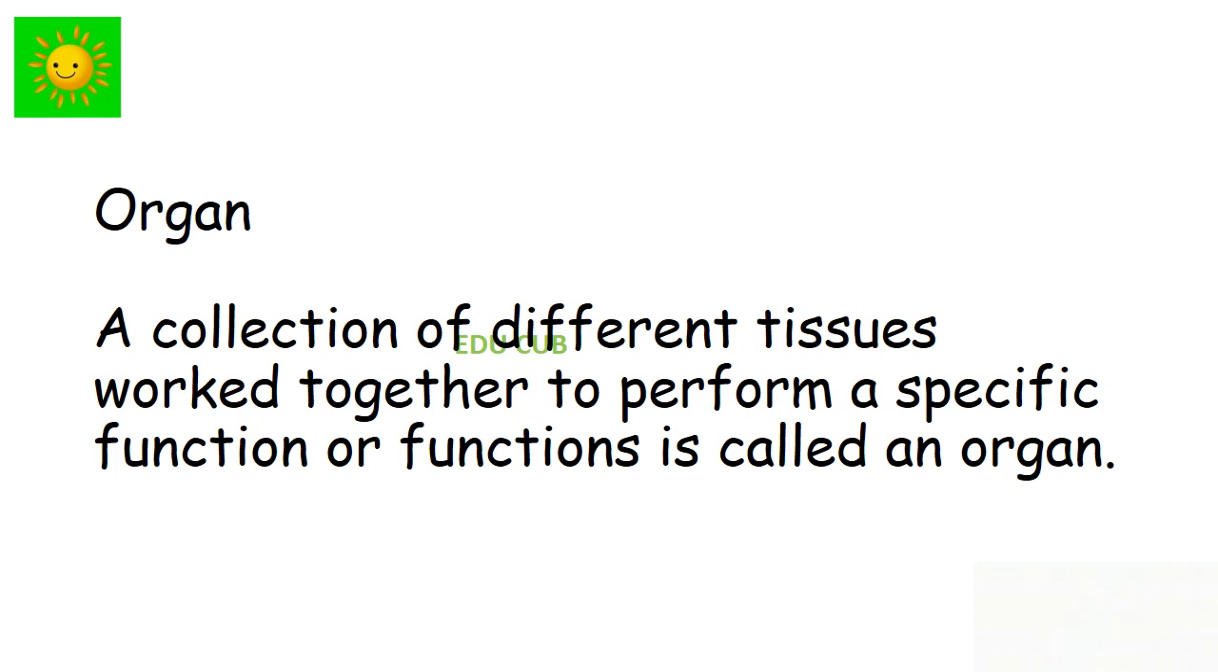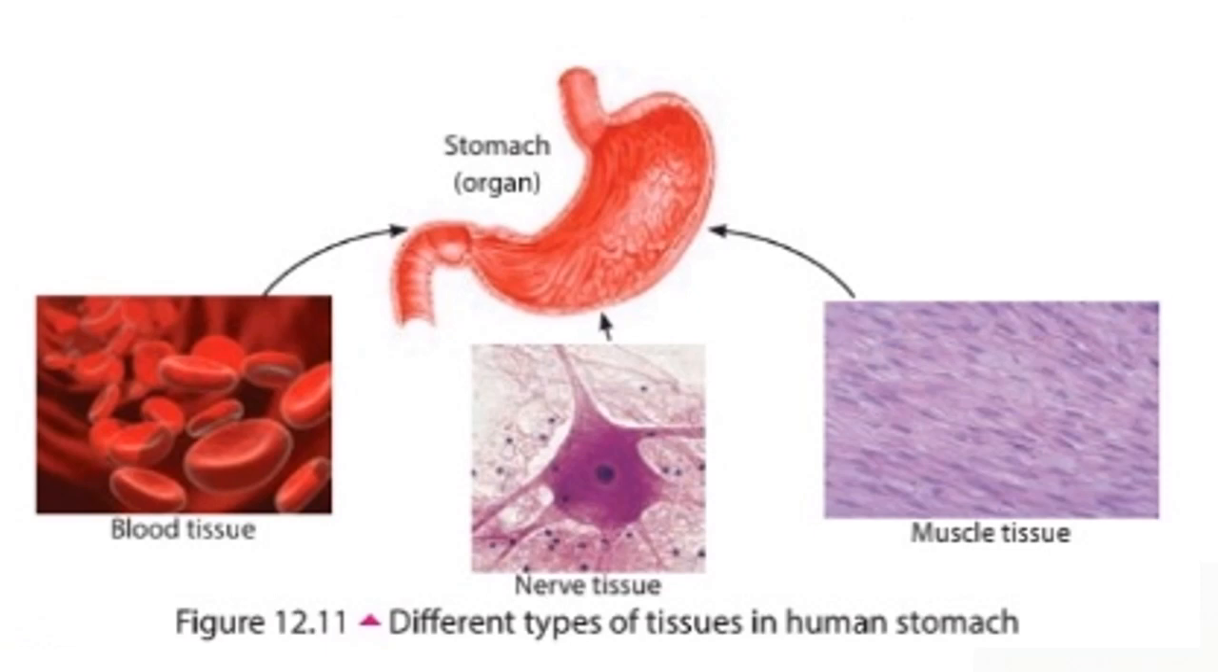Next one is organ. A collection of different tissues that work together to perform a specific function or functions is called an organ. Let's see, the human stomach is an organ and it is made up of different types of tissues. Let's see what types of tissues are present in the human stomach. Blood tissue, nerve tissue and muscle tissues are there.